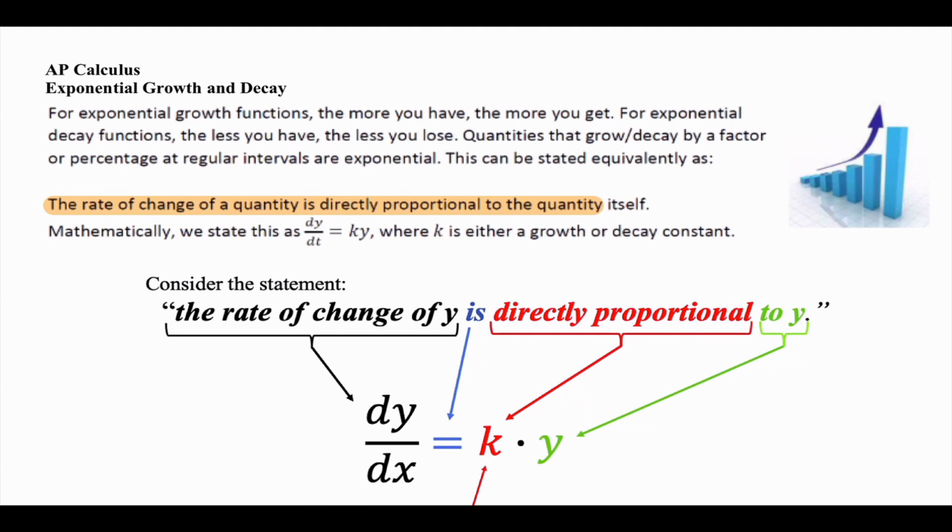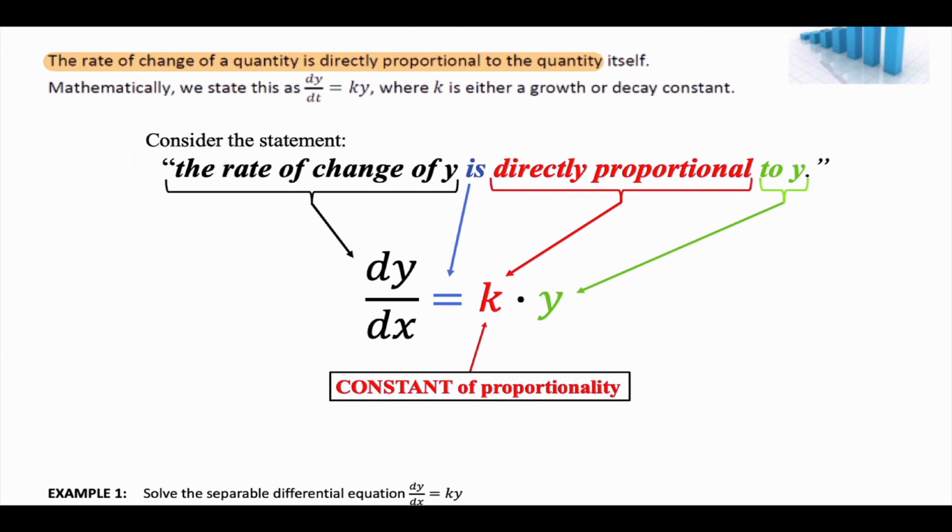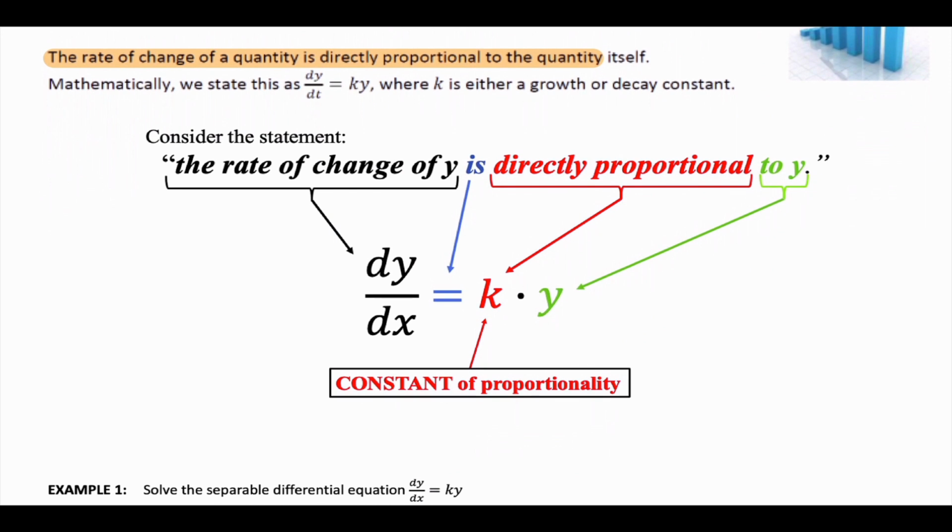When you see those words, you know it's exponential growth or decay. It's the only thing it is. So mathematically, we're talking about a rate of change, right? The rate of change of y. Another way of saying the rate of change of y is dy/dx, right? Rate of change is derivative. That's what derivative is. The derivative of y with respect to x is directly proportional.